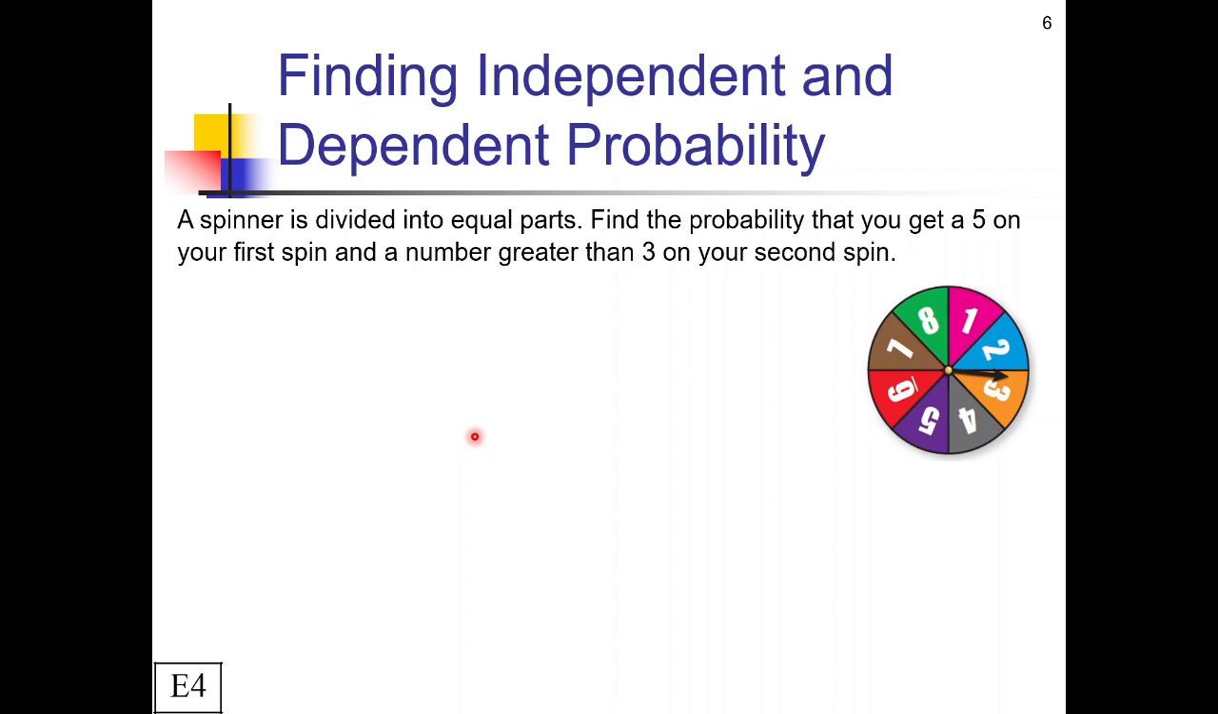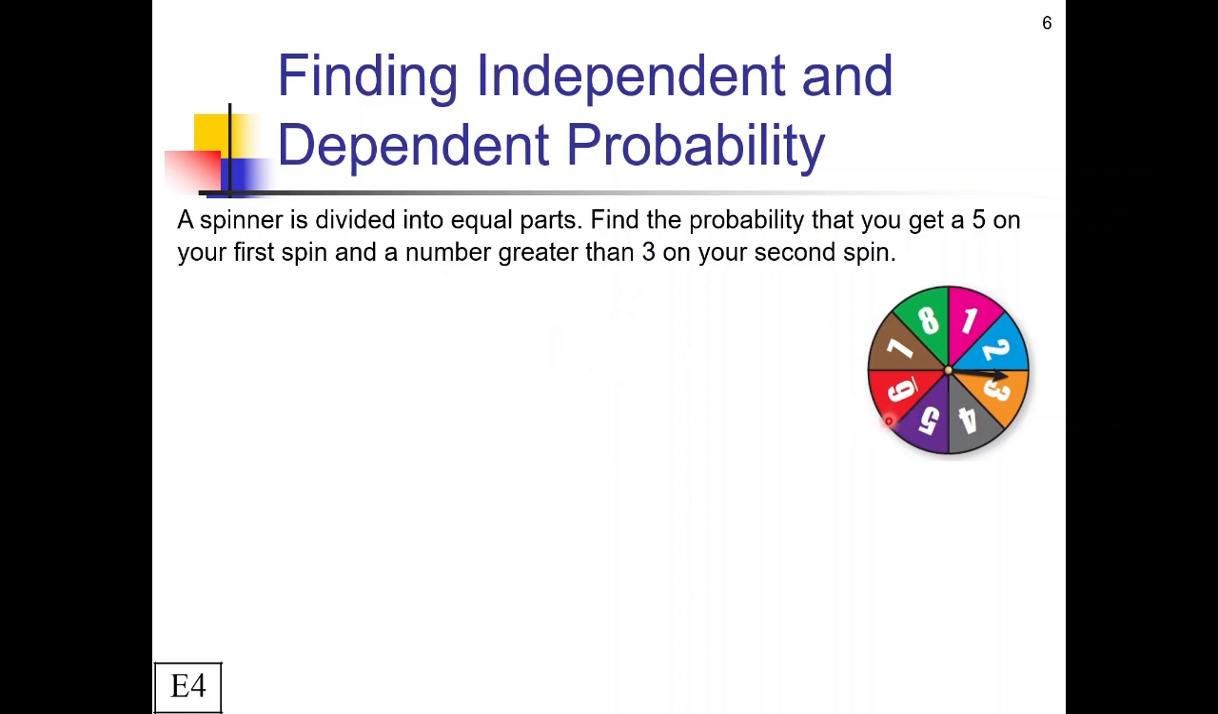For the next couple of questions, we're actually going to find some probabilities. So in both cases, your first task is going to be to figure out whether you're dealing with independent or dependent probability, and then use the appropriate formula and see if you can take it the rest of the way. So for this first one here, we have a spinner divided into equal parts. We want to find the probability that we get a 5 on the first spin and a number greater than 3 on the second spin. Pause the video and give it a shot.